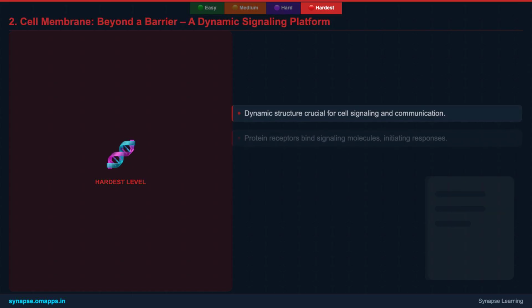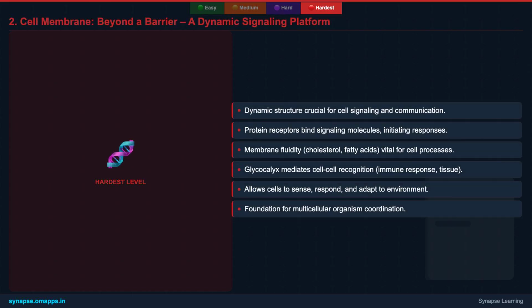The cell membrane is much more than a passive barrier, it's a dynamic, interactive signaling platform. Its fluidity, influenced by cholesterol and fatty acid saturation, allows for constant movement of lipids and proteins, crucial for processes like cell growth, division, and fusion.